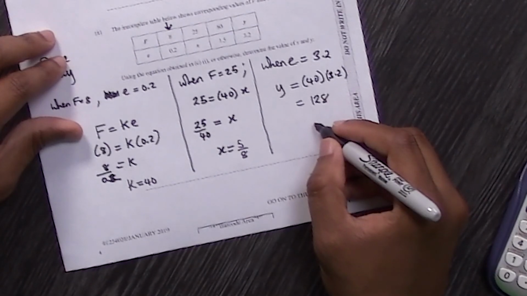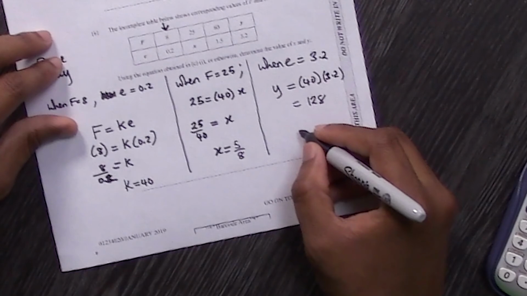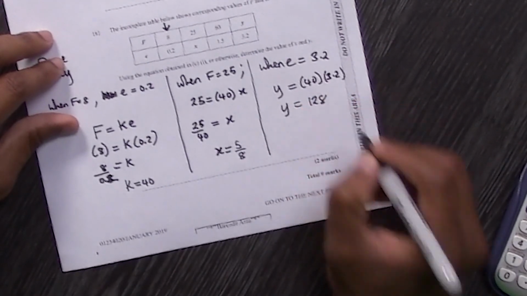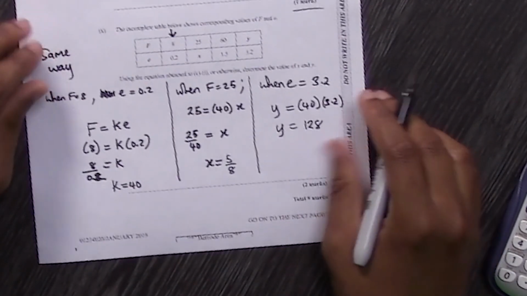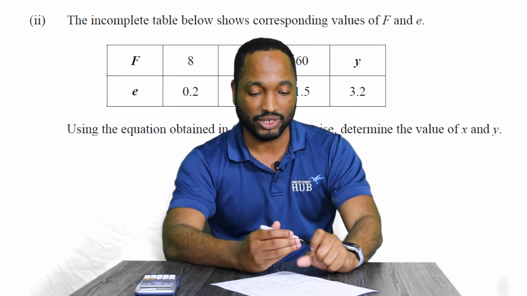So they didn't really give us any units or anything to play with. This is not physics. They ain't kill me for not putting no units. So y is 128, 2 marks. This is how it comes all the time. And that brought us to the end of this 9 marks here for question 2.